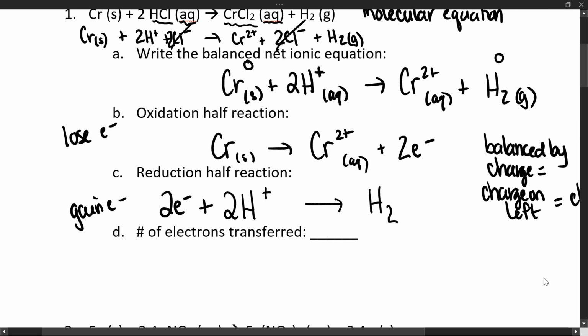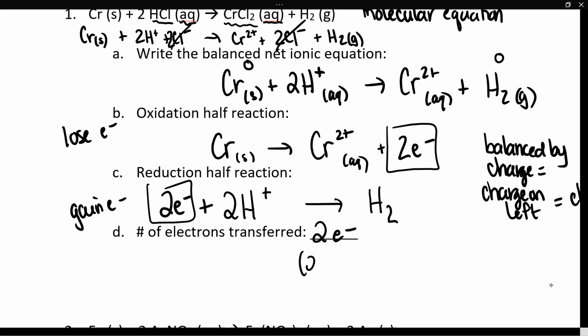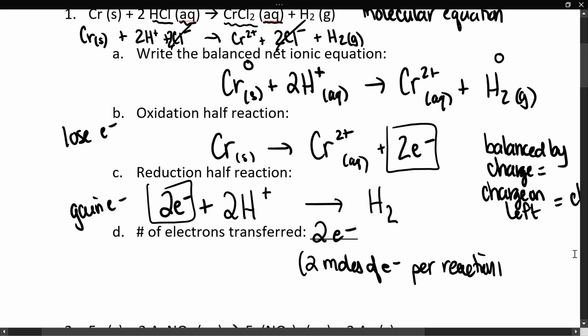The number of electrons transferred in this reaction might be something you'd be asked about. You'd say we're transferring 2 electrons total. What that means is you're transferring 2 moles of electrons per reaction that occurs here.